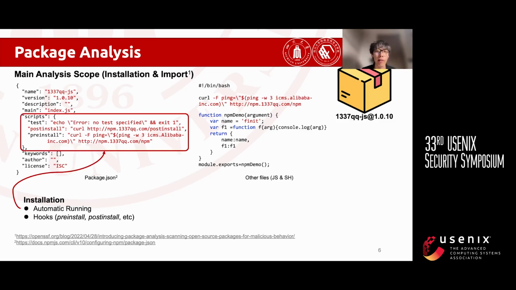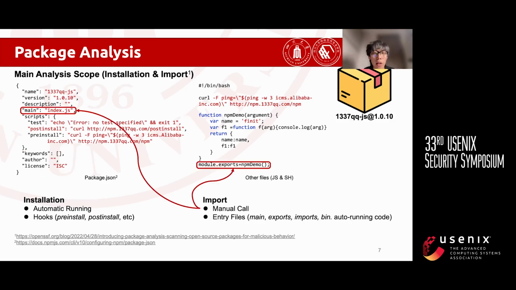As a configuration file, many of its fields influence the package behavior, such as preinstall under the scripts field, which executes commands before the package is installed, leading to malicious behavior. After installation, users need to import the package first to use it. Index.js is an entry file for the package, and it will execute automatically when the user calls it. In addition to the main file, we also pay attention to bin, import, and so on.